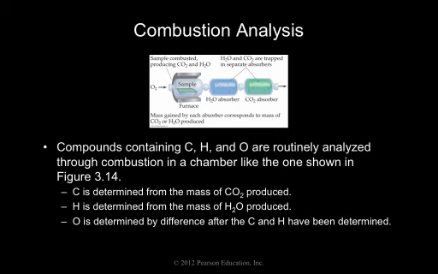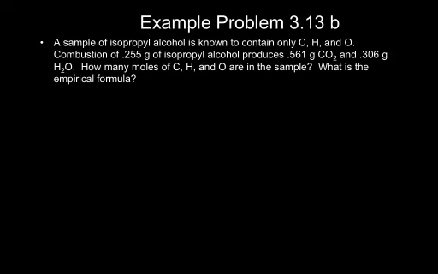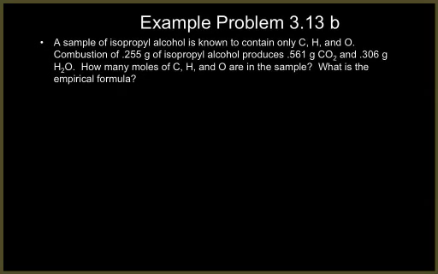Okay, so again, this is one of those things that's probably simpler just to go through step by step. So here's an example. If we have a sample of isopropyl alcohol, and we know that the isopropyl alcohol has carbon, hydrogen, and oxygen. So just like before, we have to know what the original elements are. It's analyzed by combustion, and this is my original amount that was combusted.